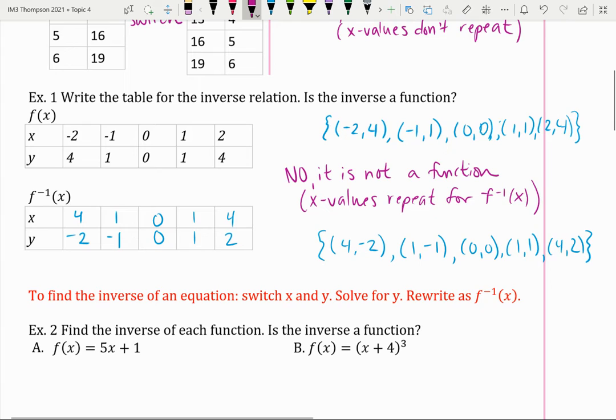Relation is just a very general term, right? It doesn't have to follow any rules. See how there's 2 4s? It repeats. Yeah, there's 2 1s. Right? There's duplicates. They have to be unique in order to be a function. Only occur one time.